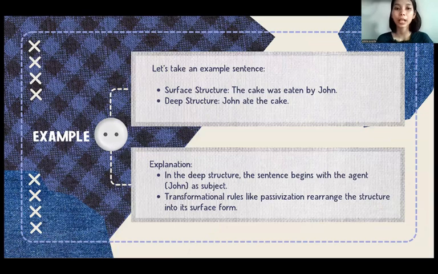So this is an example of surface and deep structure. Let's take an example sentence. The surface structure is like "The cake was eaten by John," but if we talk about deep structure, the sentence will be "John ate the cake." For the explanation, in the deep structure, the sentence begins with John as the subject, but transformation rules like passivization rearrange the structure into its surface form.